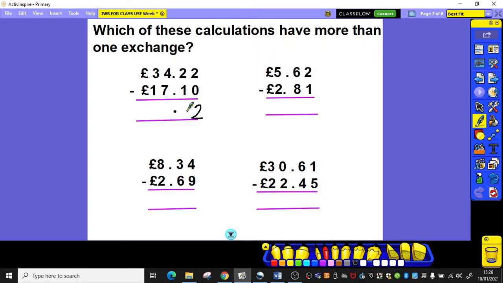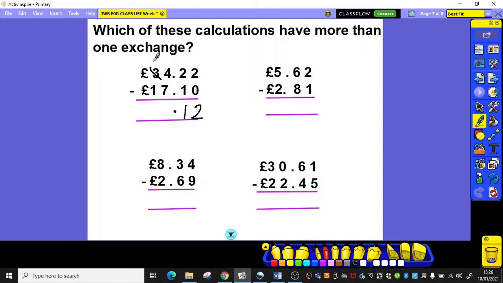2 subtract 1 is going to give me the answer of 1. Again, use the inverse. 1 add 1 gives me the answer of 2. Decimal point has stayed in the same place. That is key. Now, I can't subtract 7 from 4, so I'm going to need to exchange.